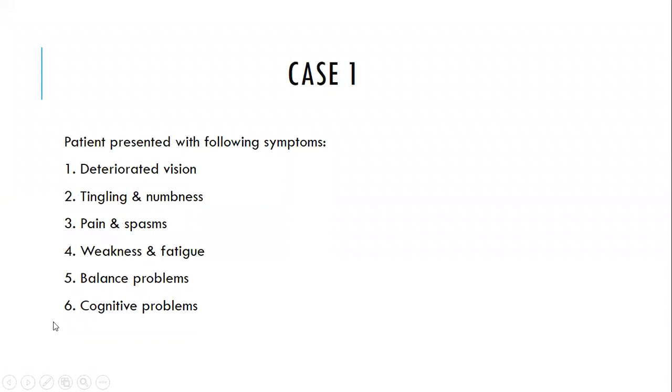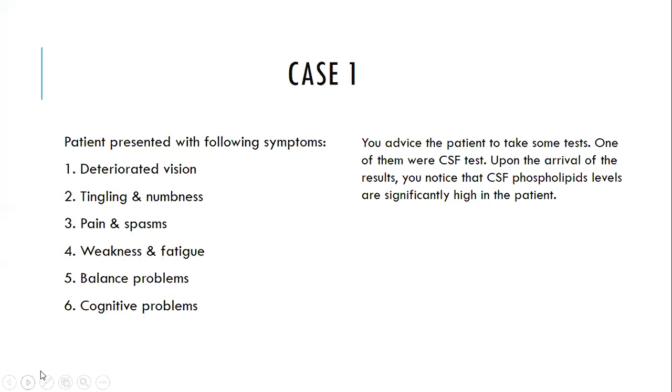The first case here is a patient presented with the following symptoms: deteriorated vision, tingling and numbness, pain and spasms, weakness and fatigue, balance problems, and cognitive problems. You advise the patient to take some tests. One of them was a cerebrospinal fluid test. Upon the arrival of the result, you notice that CSF phospholipid levels are significantly high in this patient. What is the possible diagnosis?